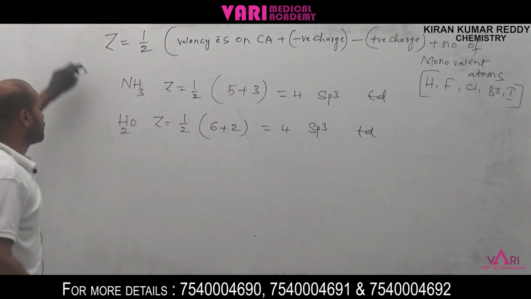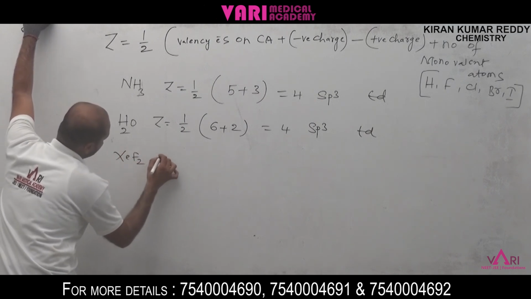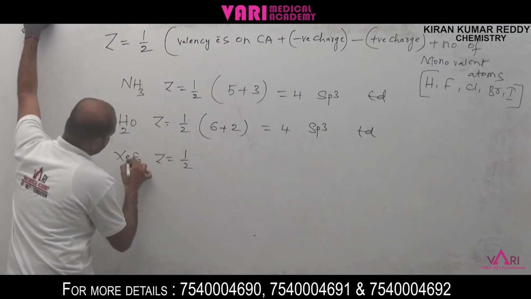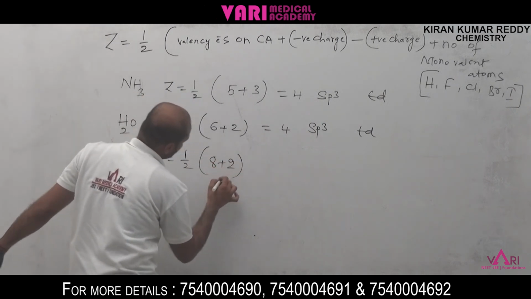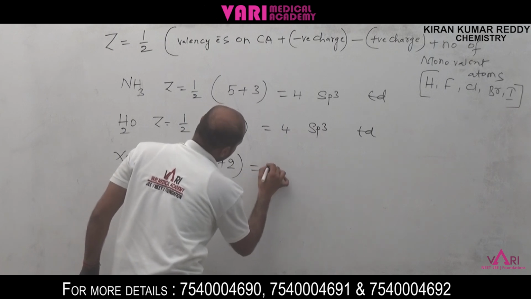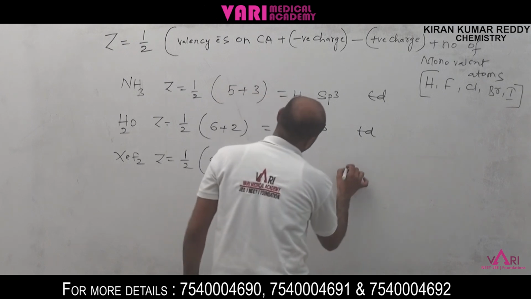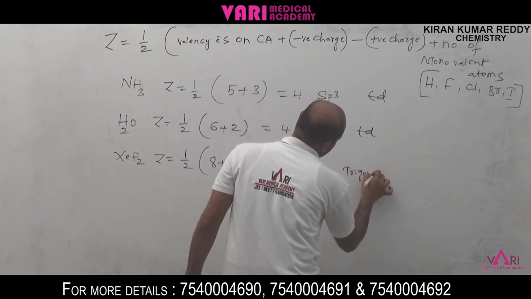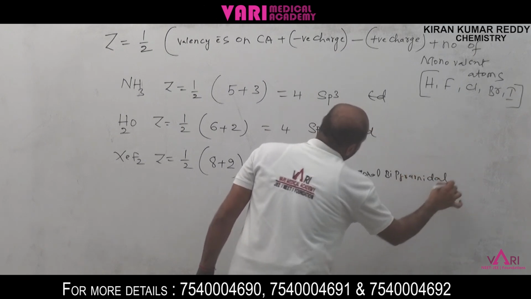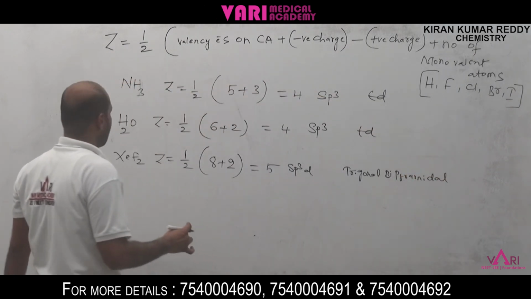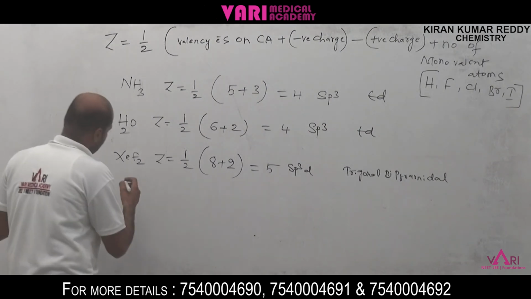Here is NH3, H2O. Next we can take XeF2. Z is equal to half of, here xenon means 8 electrons in valency shell. Now number of monovalent atoms 2, that is equal to 5 means sp3d hybridization, trigonal bipyramidal. But according to VSEPR theory, valency shell electron pair repulsion theory, this is linear. Next class we can explain that one.